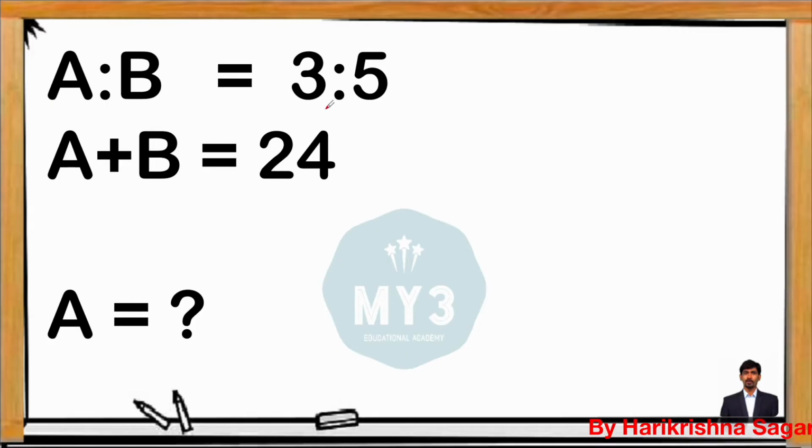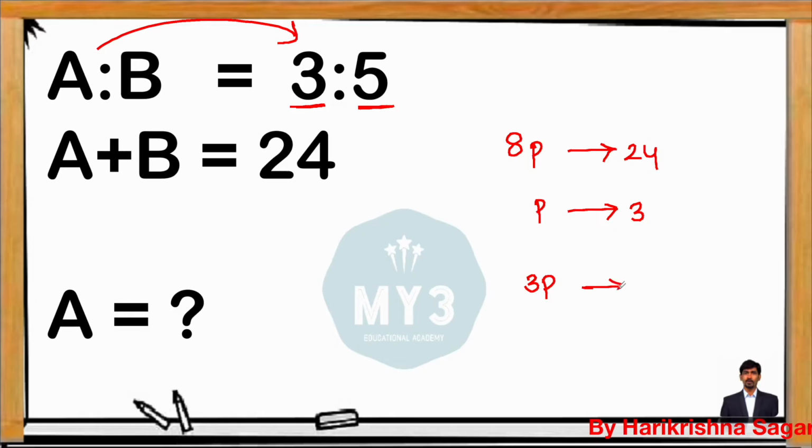A is to B is 3:5. A plus B is 24. What is A value? So we are able to see 24 is indicating sum of these two. So A is actually 3 parts, B is 5 parts. Sum of the parts are 8. 8 parts is equal to 24. That means 1 part value is 3. They are asking you to find out the A value. A is actually 3 parts. If 1 part is 3, 3 parts is going to be 3 into 3, 9. Mark the answer as 9.